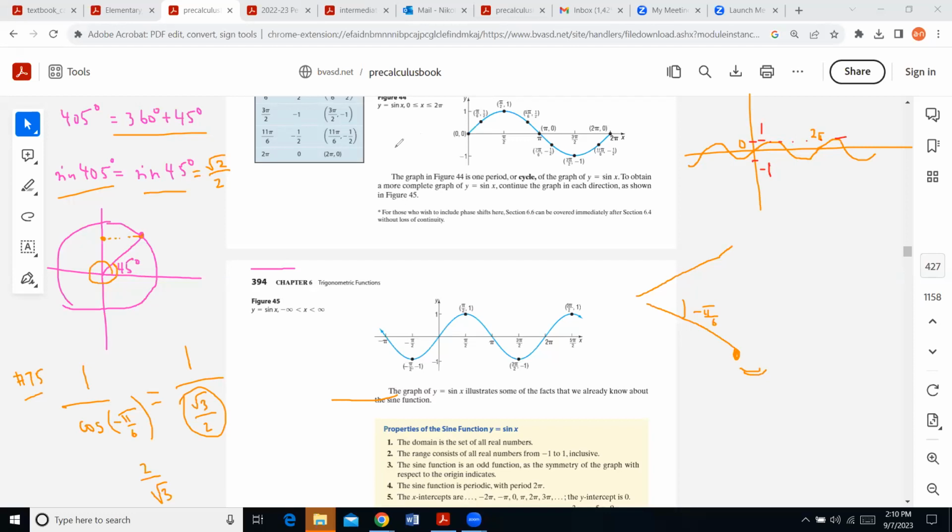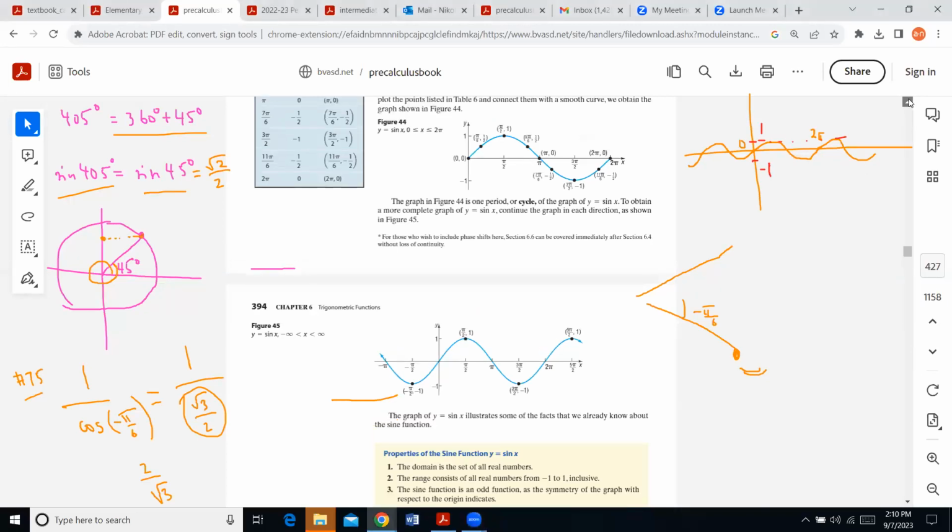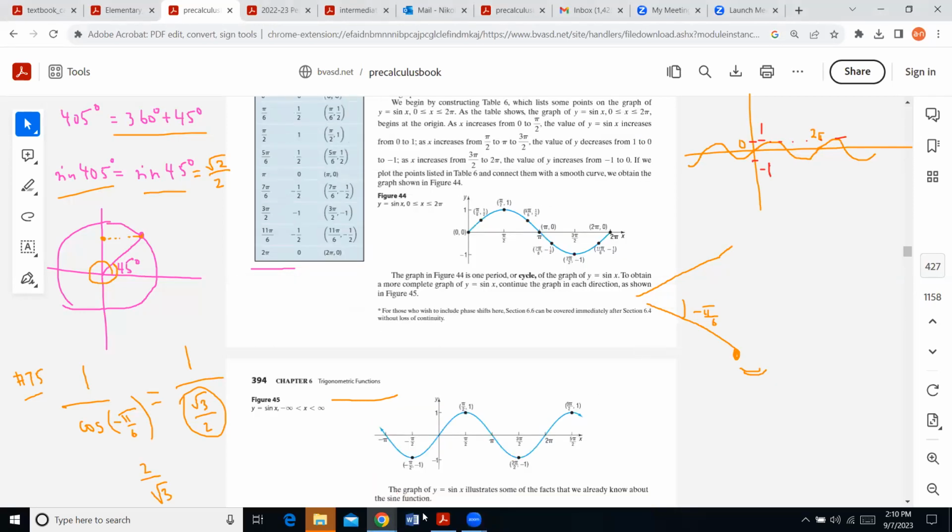So that's what they are actually trying to justify when they give you this picture. They just calculate a few points, and that's how they usually justify things. They calculate a few points and then connect them, and that's exactly what they did on figure 44 to convince you that it is indeed the graph.